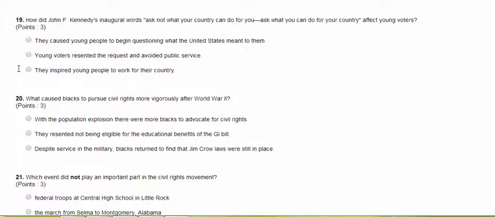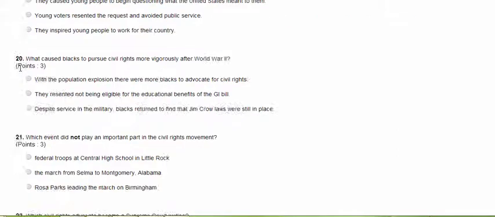Number 19, how did John F. Kennedy's inaugural words, "Ask not what your country can do for you, ask what you can do for your country," affect younger voters? They caused young people to begin questioning what the United States meant to them. Young voters resented the request and avoided public service. Or it inspired young people to work for their country.